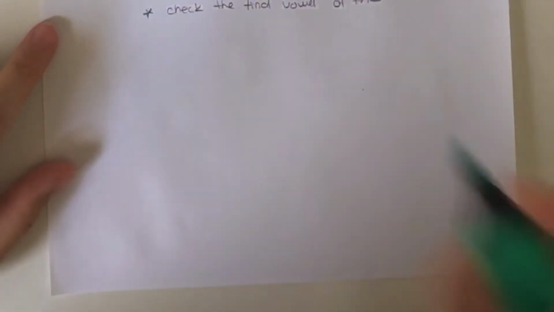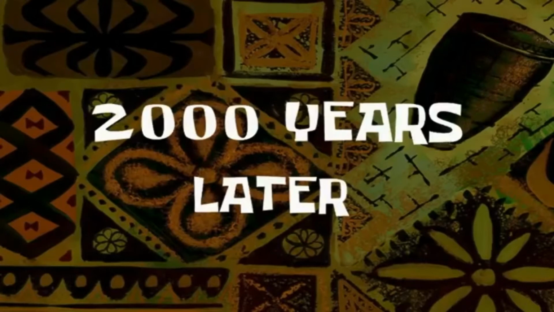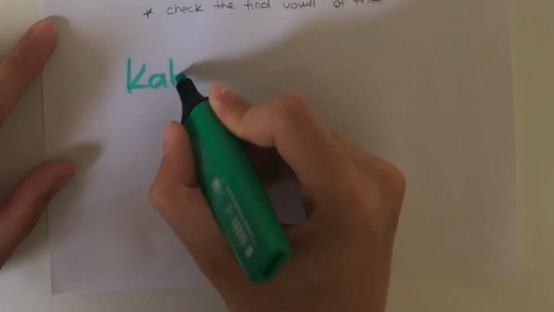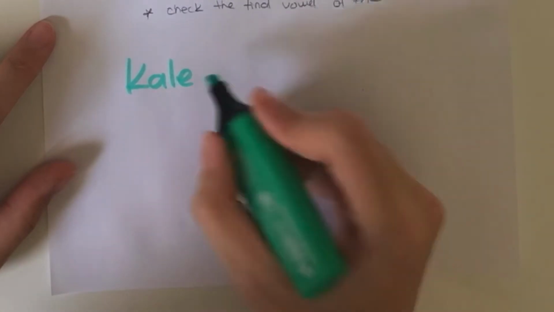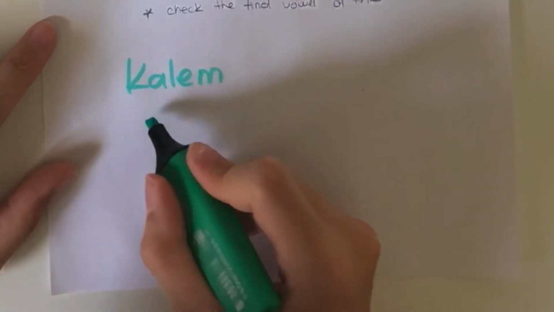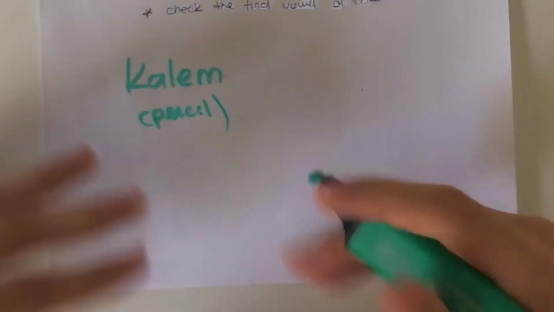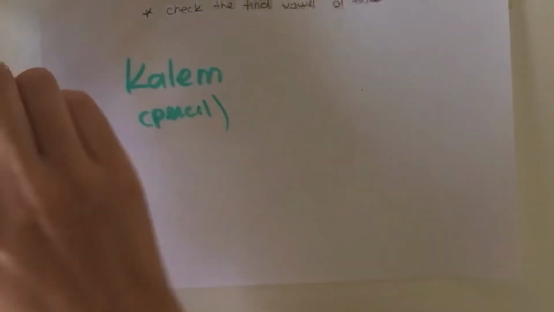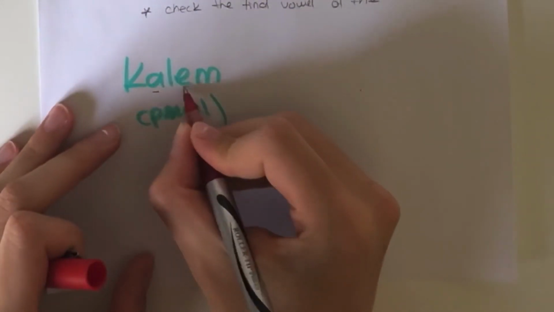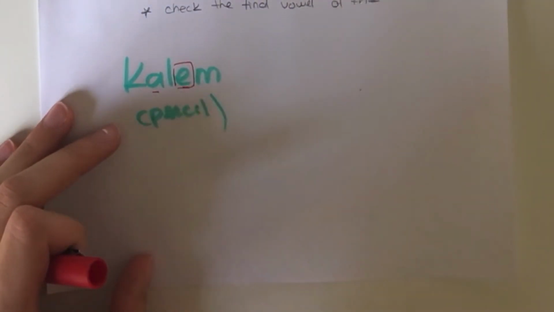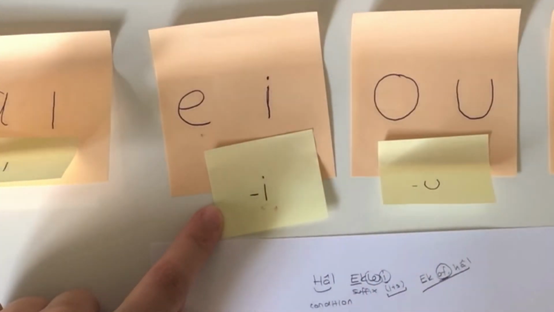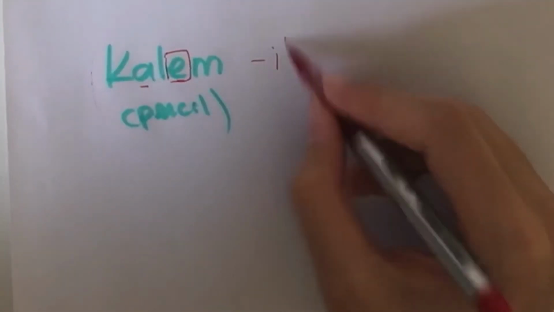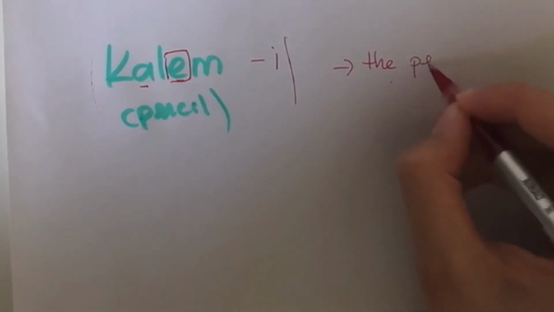Let's go. Let's say, 2,000 years later. Kalem. Pencil. Oh. How creative I am. I saw a pencil on my hand and I'm like, let's give this as an example. So kalem. This is pencil, by the way. We want to say the pencil. What I have to do is to check the final vowel. Here we have two vowels. This is the final vowel. Here it's E. I go to E and I see an İ here, so just saying kalemi is more than enough to say the pencil.